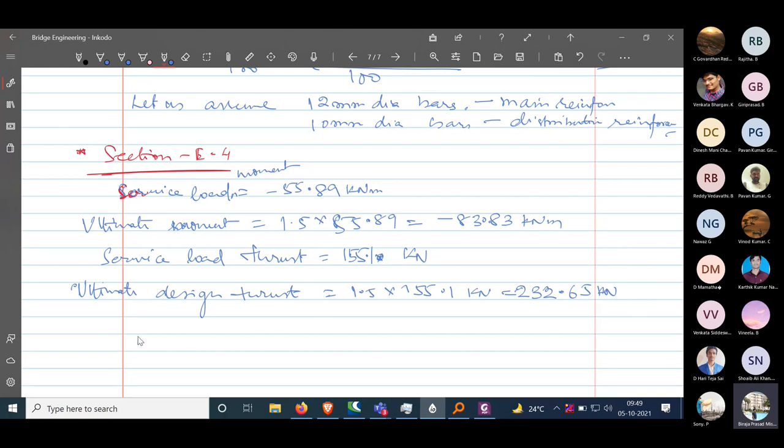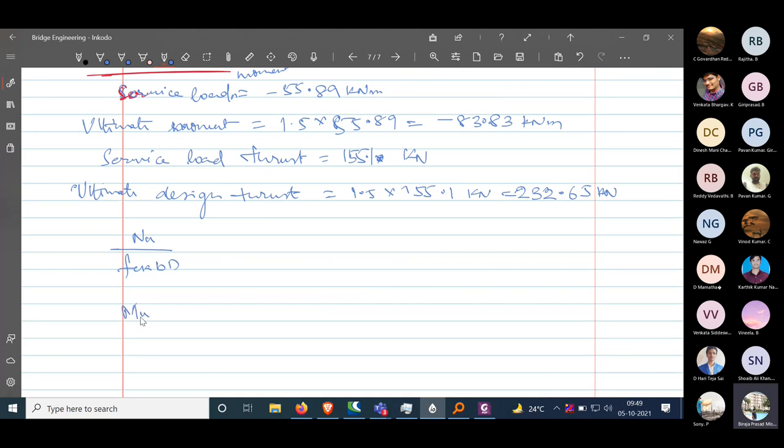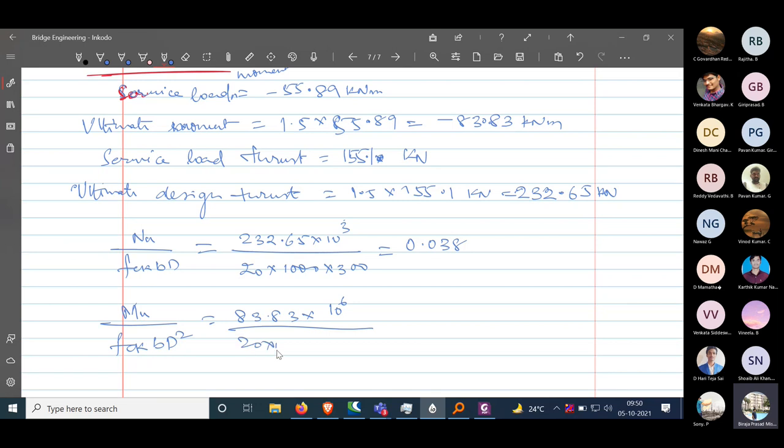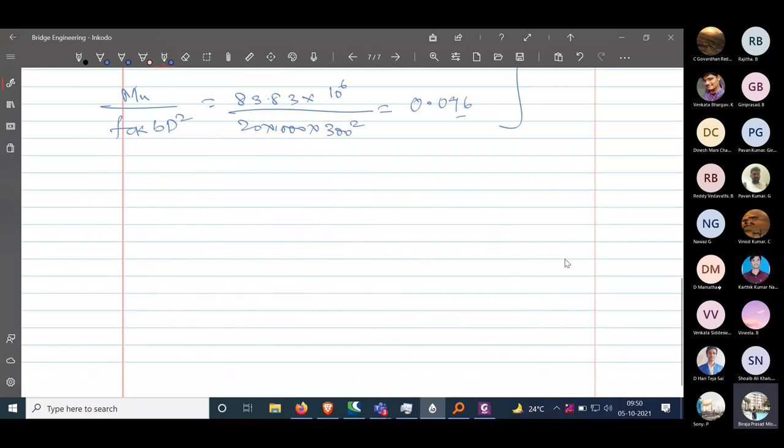Okay, so now again we need to compute Nu by fck bd and Mu by fck bd square. Okay, so Nu by fck bd is 232.65 into 10 to the power 3 divided by 20 into 1000 into 300. So that becomes 0.038, and this is 83.83 into 10 to the power 6 all divided by 20 into 1000 into 300 square. So that becomes 0.046.